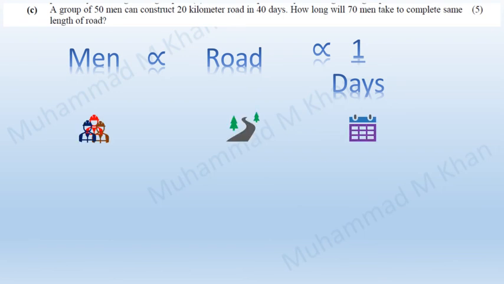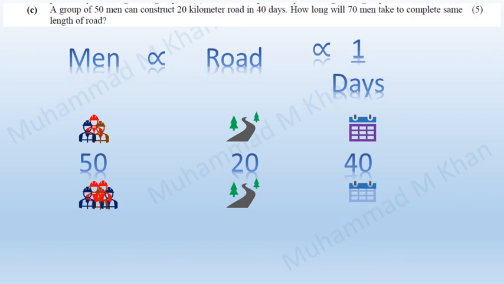So we have been given the information in the question that 50 men construct 20 kilometers of road in 40 days. If we increase the number of men to 70 and the length of road required to be completed is the same, then how many days will be required to complete that much road? So we know that if we increase the number of men, the amount of days required will be decreased. So the result will be less than 40.